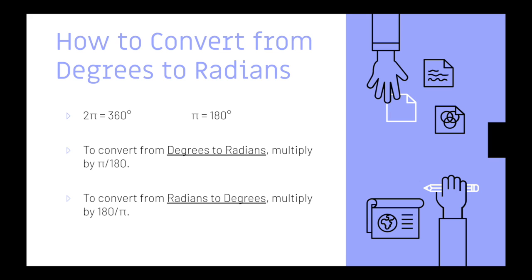Next, we're going to go over how to convert from degrees to radians. The first things you need to know are that 2 pi equals 360 degrees and pi equals 180 degrees. With that piece of information, you can convert from degrees to radians and radians to degrees. To convert from degrees to radians, simply multiply the number you want to convert by pi over 180. And to convert from radians to degrees, do the same, but multiply by 180 over pi instead.